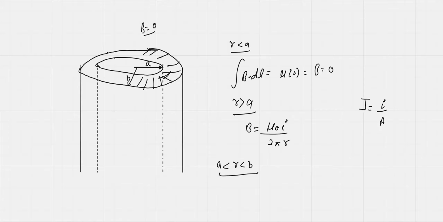How much is this total area? If I ask you what this total area is, you can say, sir, the total area is nothing but pi b square minus pi a square. So just put it over there. I divided by pi as it is, b square minus a square.